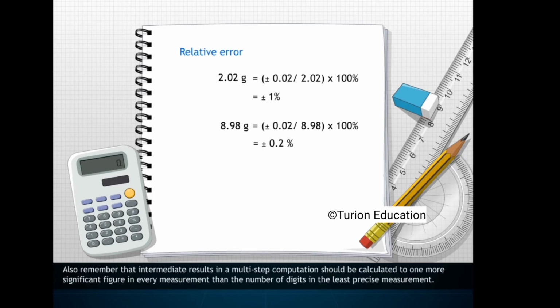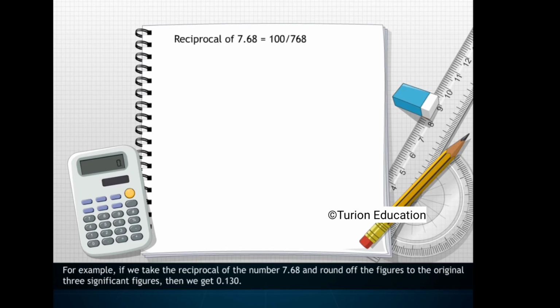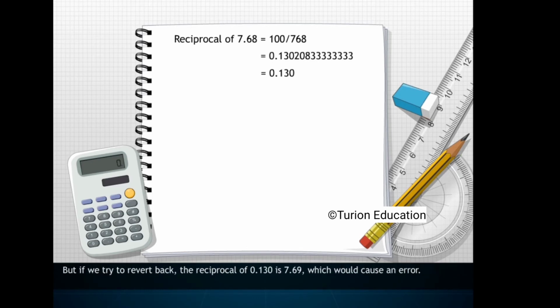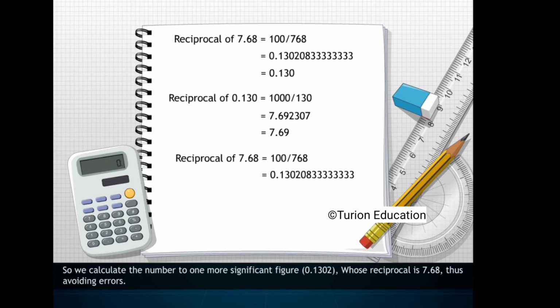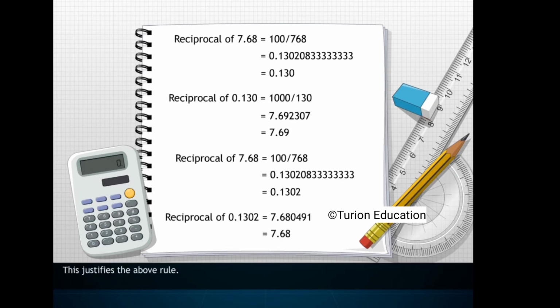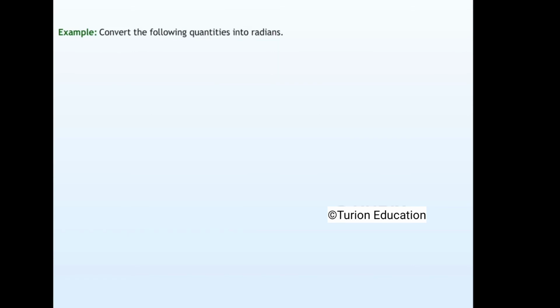Also remember that intermediate results in a multi-step computation should be calculated to one more significant figure than the number of digits in the least precise measurement. For example, if we take the reciprocal of the number 7.68 and round off to the original three significant figures, we get 0.130. But if we try to revert back, the reciprocal of 0.130 is 7.69, which would cause an error. So we calculate the number to one more significant figure, that is 0.1302, whose reciprocal is 7.68, thus avoiding errors. This justifies the rule.